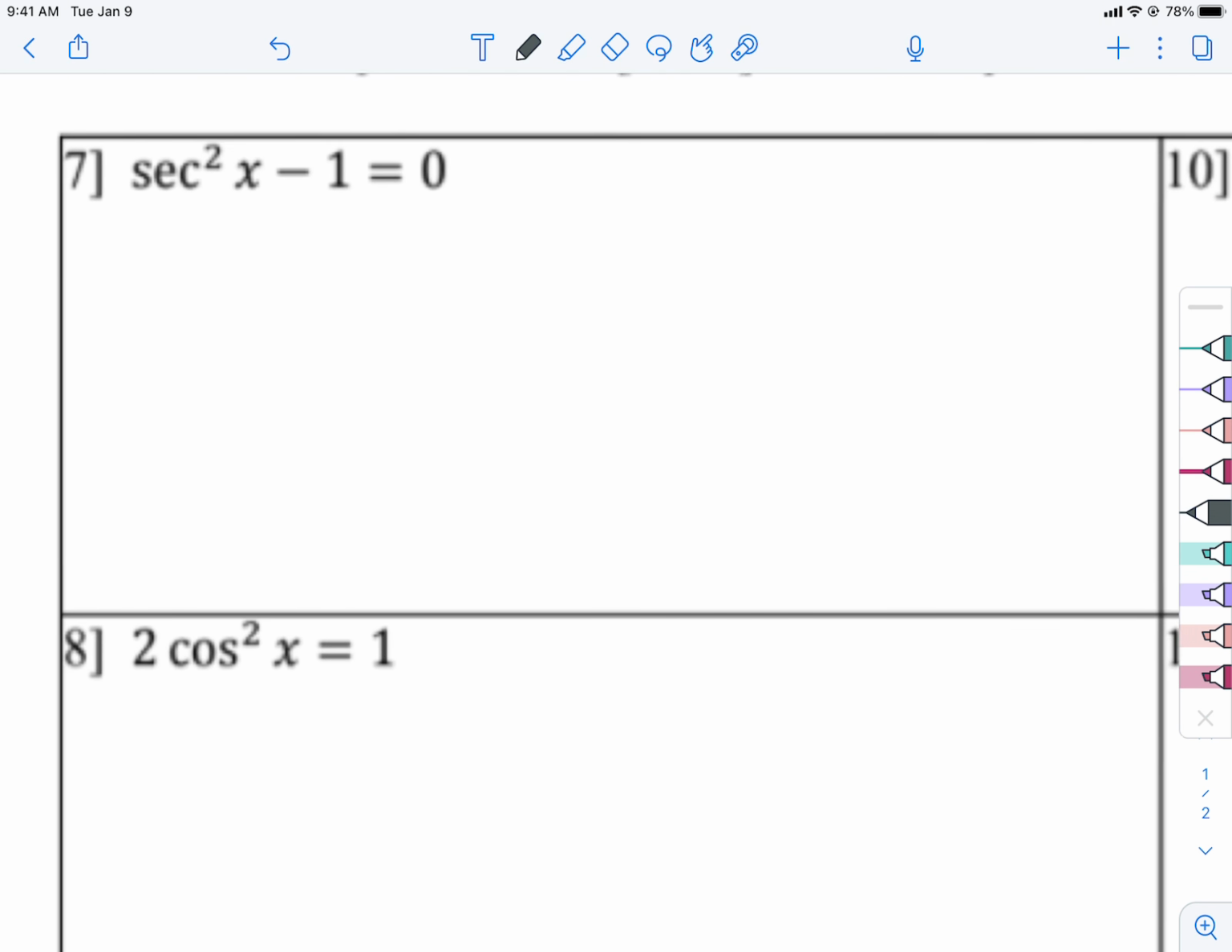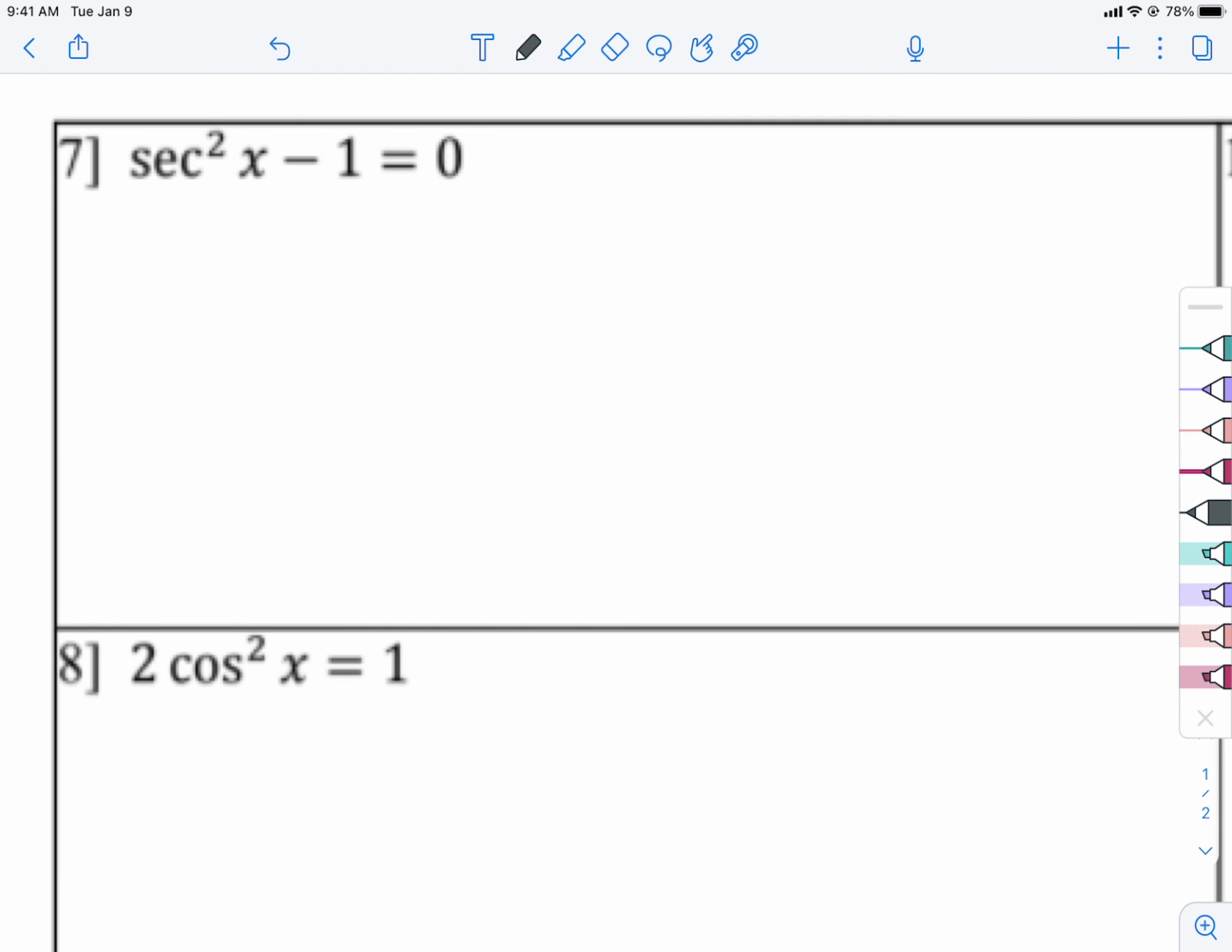Okay, so if we're saying secant squared x minus 1 equals 0, the first thing we have to do is get rid of that minus 1. So we're just going to add it to the other side, right? Which is going to give us secant squared x equals 1.